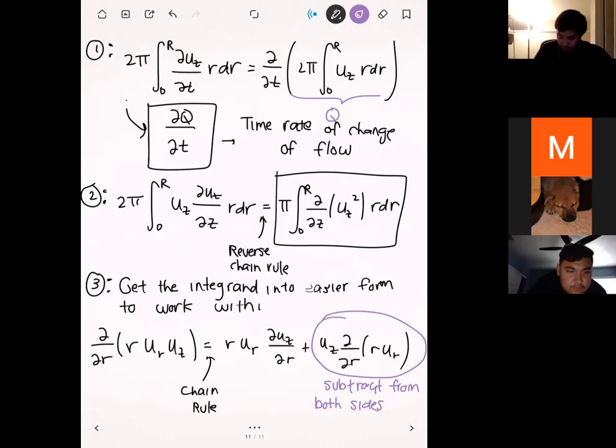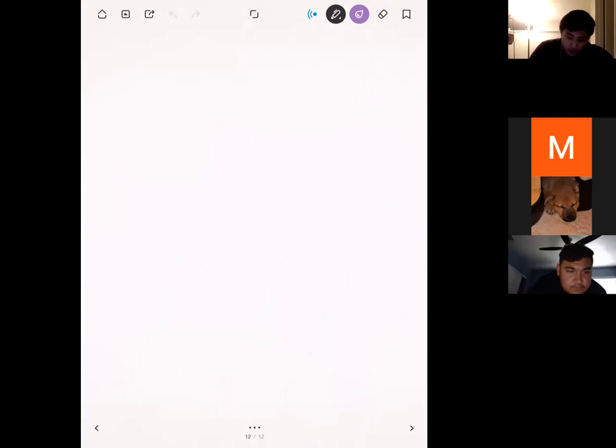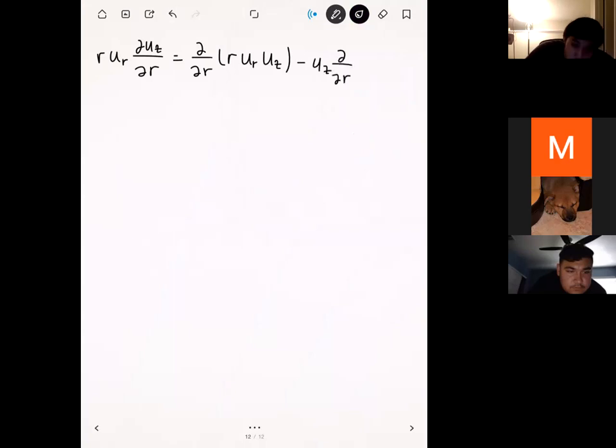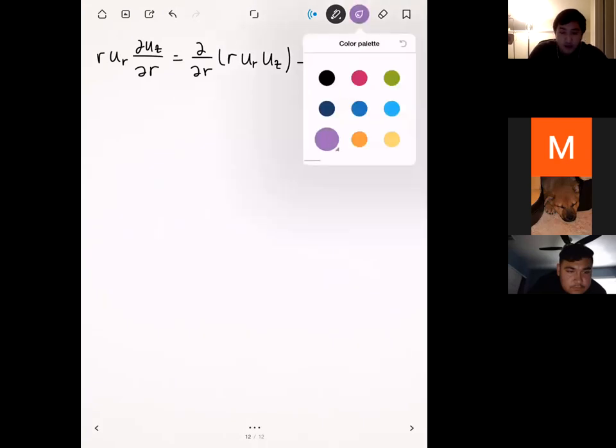All right. And so if we do that, we end up with the following expression. We have r u_r, partial u_z, partial r, and this is equal to partial r of r u_r u_z minus u_z partial r of r u_r. This is just the same expression that we had before, except I subtracted that third term from both sides.